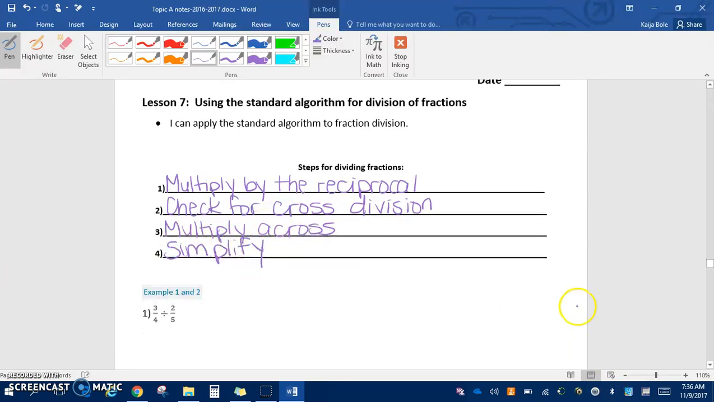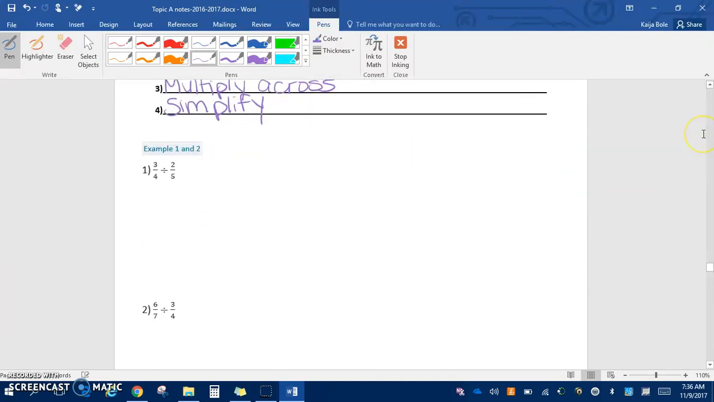Okay, so let's look at number 1. So we have 3/4 divided by 2/5. So this will become 3/4 times, flip the second one, 5/2. We check for cross division here. We don't have any, so our final answer, if we multiply across, would be 15/8.